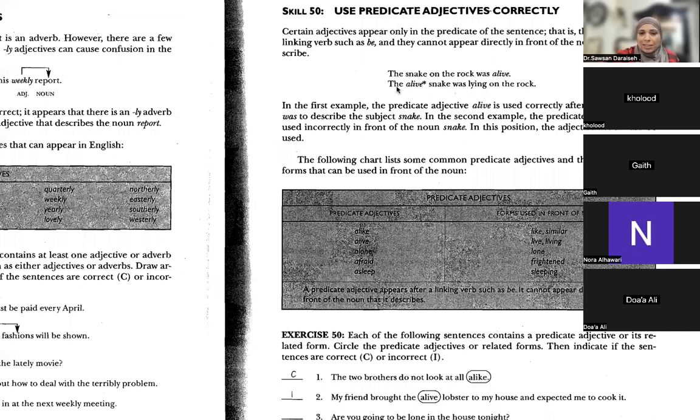Should it be directly after the verb to be? Not necessarily. You can switch this, for example, Dr. Ghait, you see this alive, you can switch it to another adjective that means the same. Or, if you really want to use the word alive, you can. But yes, you must use it after the verb to be, though not necessarily directly, it depends.